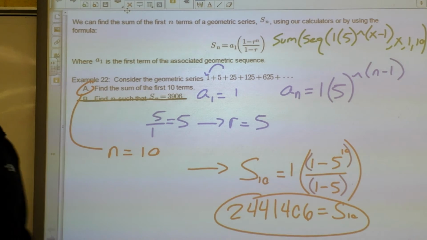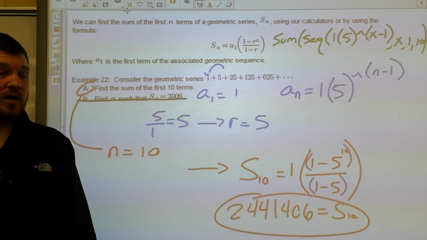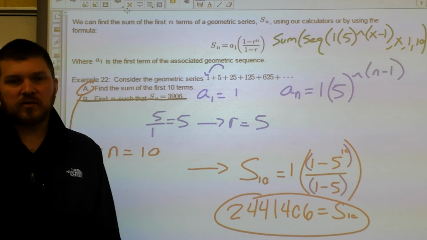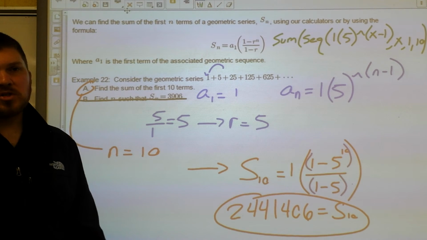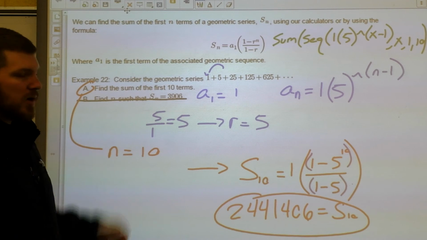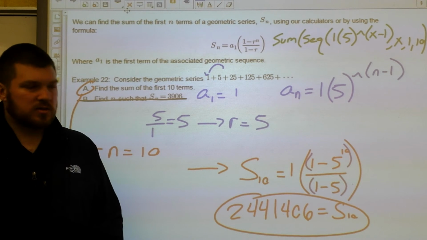Now, in your notes, you had a part B. I decided to throw part B out because it's just way too hard for this class, and I didn't realize it until I tried to do it myself. It can be done, it's just way too much work, so don't worry about part B. If you want to cross it out in your notes, you can do that.